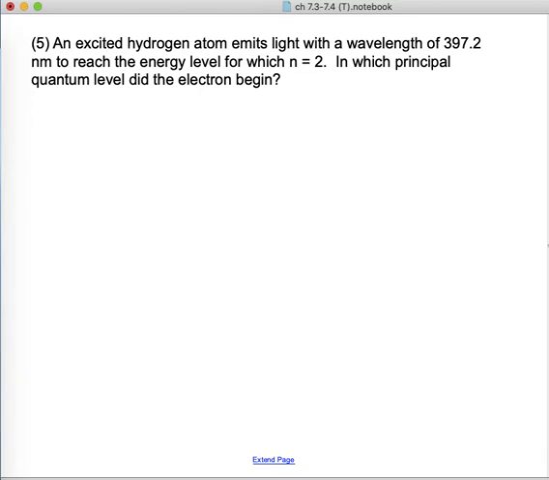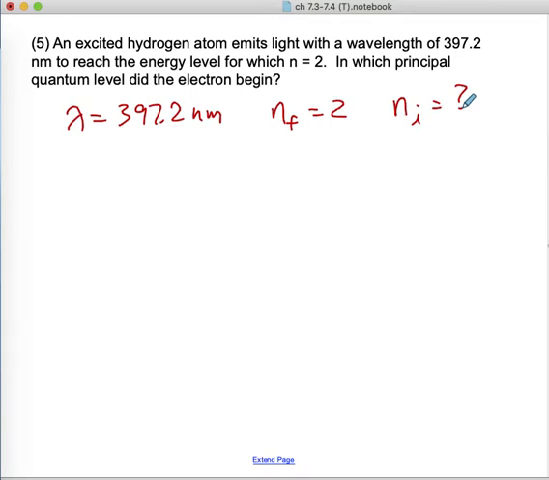Here's my favorite type of problem. An excited hydrogen atom emits light with a wavelength of 397.2 nanometers to reach the energy level for which n equals 2. In which principal quantum level did the electron begin? Well, let's write down what we have. Wavelength equals 397.2 nanometers. N final equals 2. And n initial is what we're trying to find. Sounds like we got some algebra ahead of us.